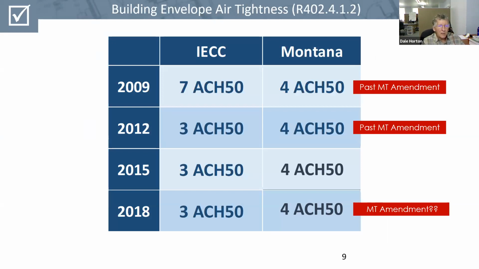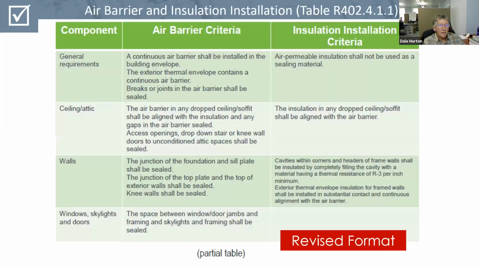At the code update hearings, the listening sessions, the most commented on requirement was having to do with building tightness, saying Montana should go ahead and require 3 ACH 50. I doubt if it's going to happen. My money's on 4 ACH 50 being the required building tightness in the future.